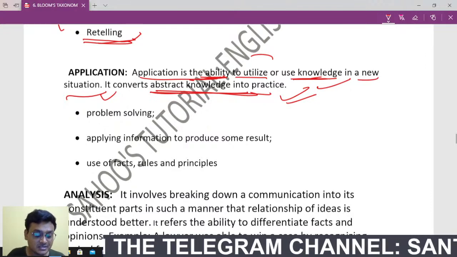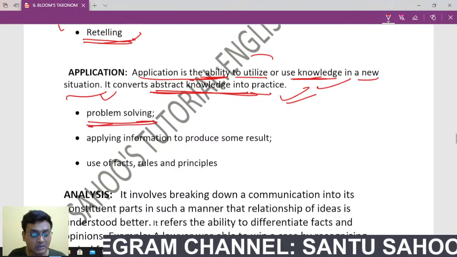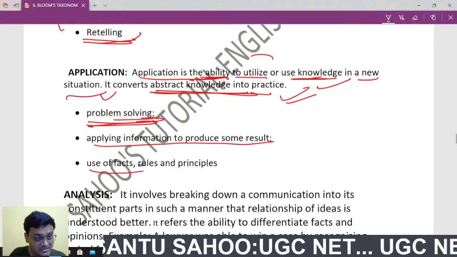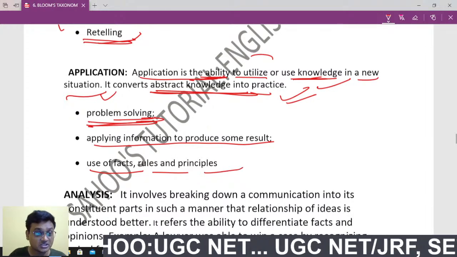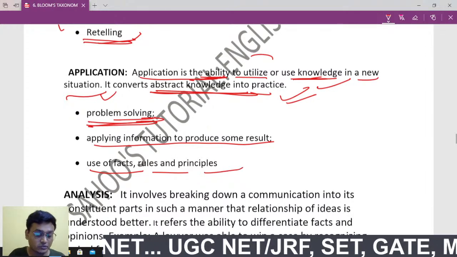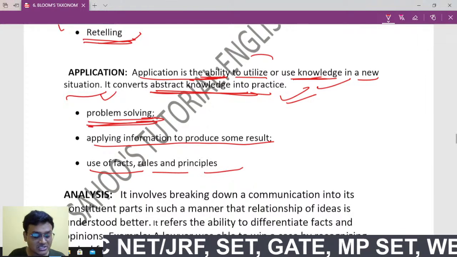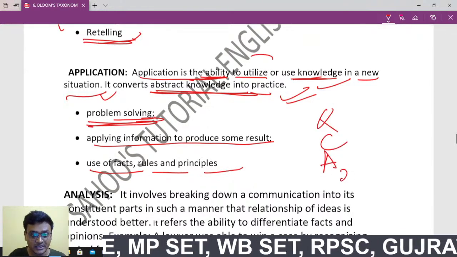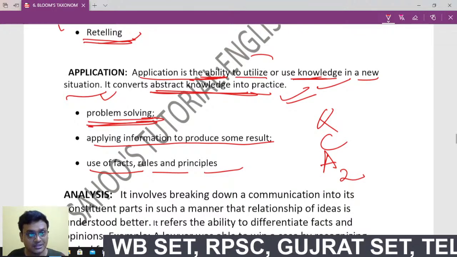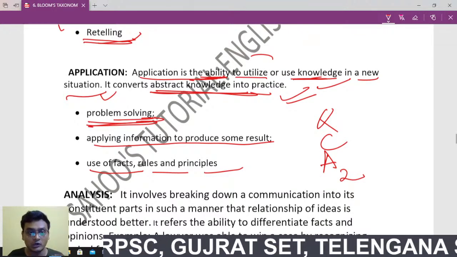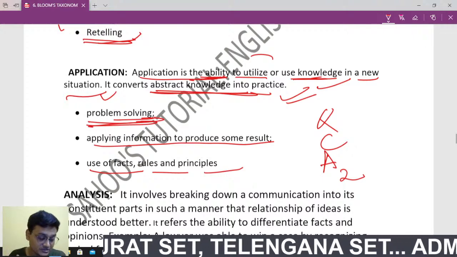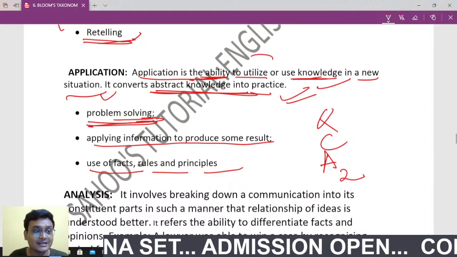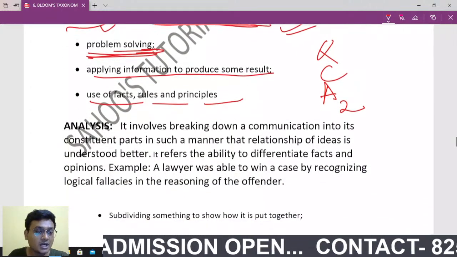And application is capable of problem solving, applying information to produce some result, use of facts, tools and principles in new situations, that is application. So we have discussed knowledge, comprehension, that is K, C, then now A2, and within A2 we have discussed application, that is the ability to utilize or use knowledge in a new situation. Prior knowledge, previous knowledge, used in a new situation, that is application. Got it?